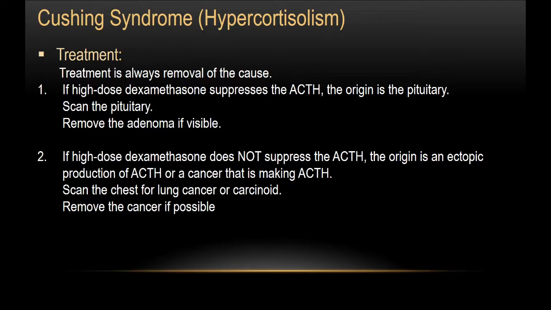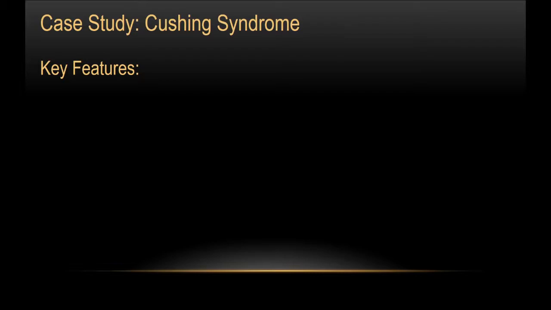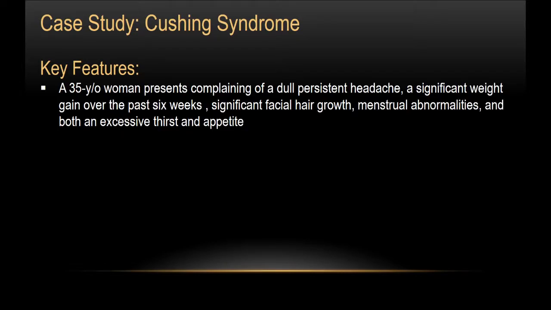Our case study for Cushing syndrome. We have a 35-year-old woman who presents complaining of a dull, persistent headache, significant weight gain over the past 6 weeks, significant facial hair growth, menstrual abnormalities, and both an excessive thirst and appetite. She also feels very depressed and does not have much energy. Blood pressure was found to be 185/105. That's very high blood pressure. So what's the most concerning about her vital signs? Of course, her blood pressure.